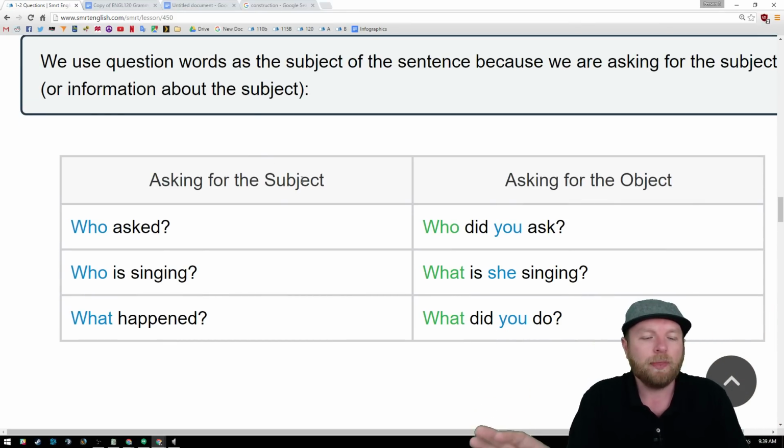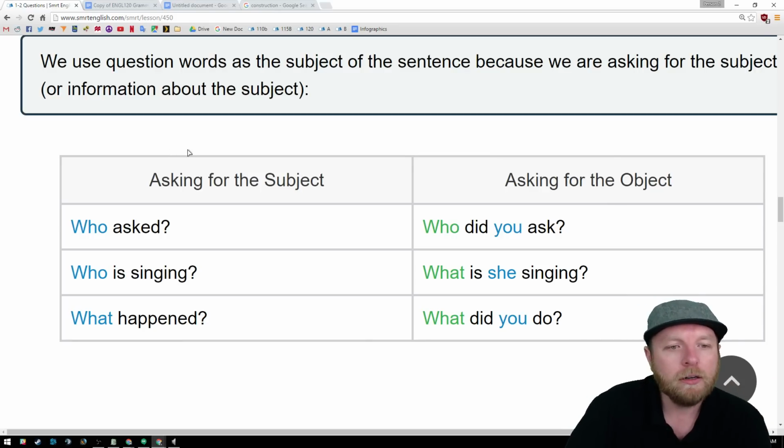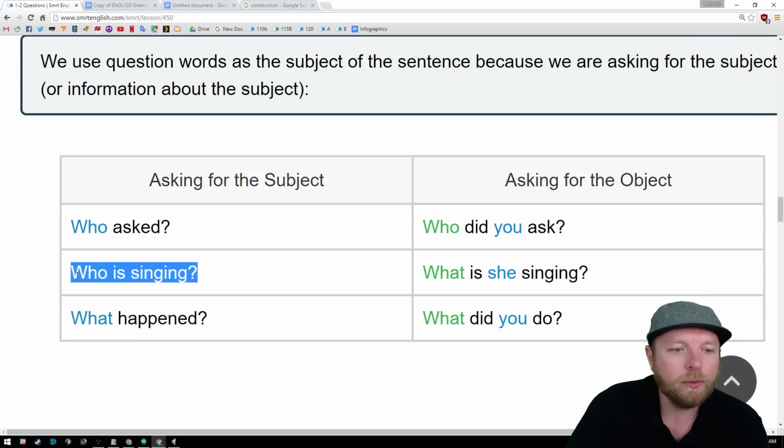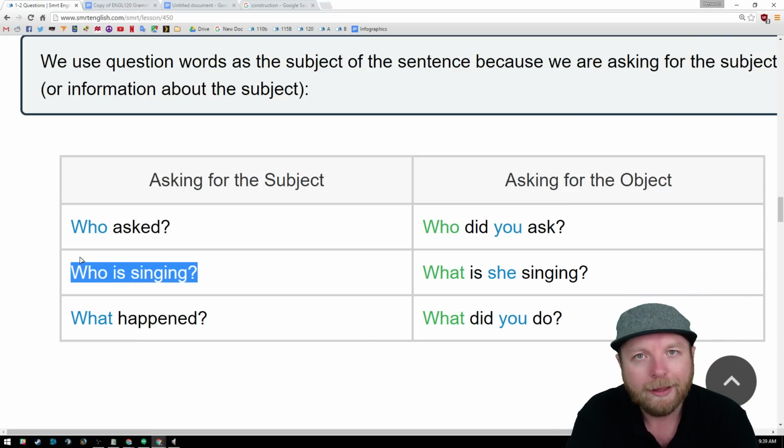Well, look at the difference. Okay, now this is difficult. Look at the difference. Here, these questions, we do not use inversion. Who is the subject? Who asked? Right? Who asked?